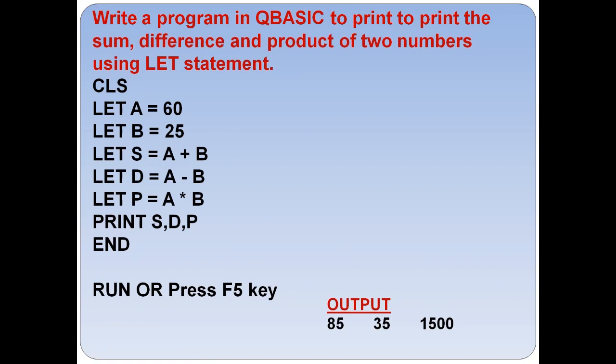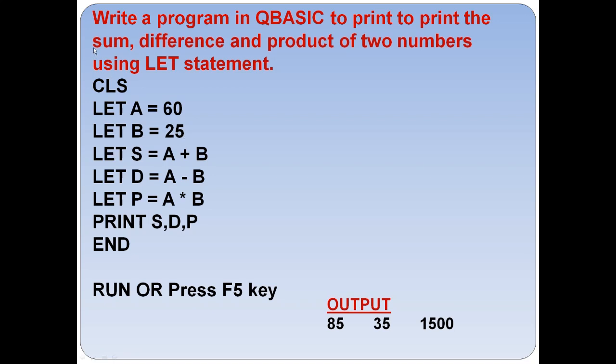Now the second program is: write a program in QBasic to print the sum, difference and product of two numbers using the LET command. In this program, first we will put two numbers, then we will find the sum, difference and product of those two numbers. First we will write CLS. In each and every program we will write CLS. CLS means clear screen. LET A is the first number, 60. LET B is the second number, 25.